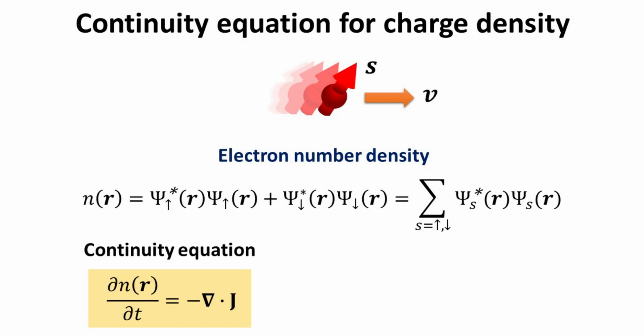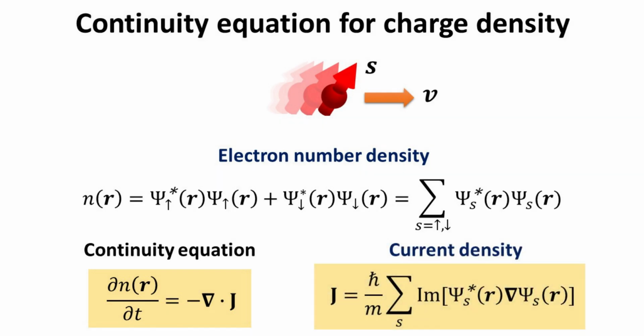The continuity equation tells us that the rate of change of the electron number density at position R equals the divergence of a vector quantity J. This vector J characterizes the flow of probability density into or out of R. Therefore, J is the current associated with the electron number density. That is, J is the probability current density or electron number current density. Its explicit expression in terms of the electron wave function is given as follows.